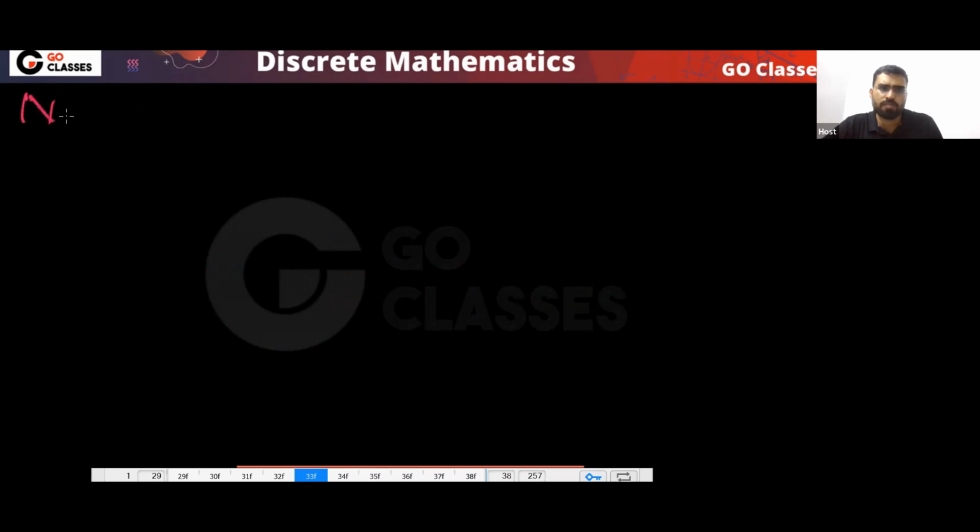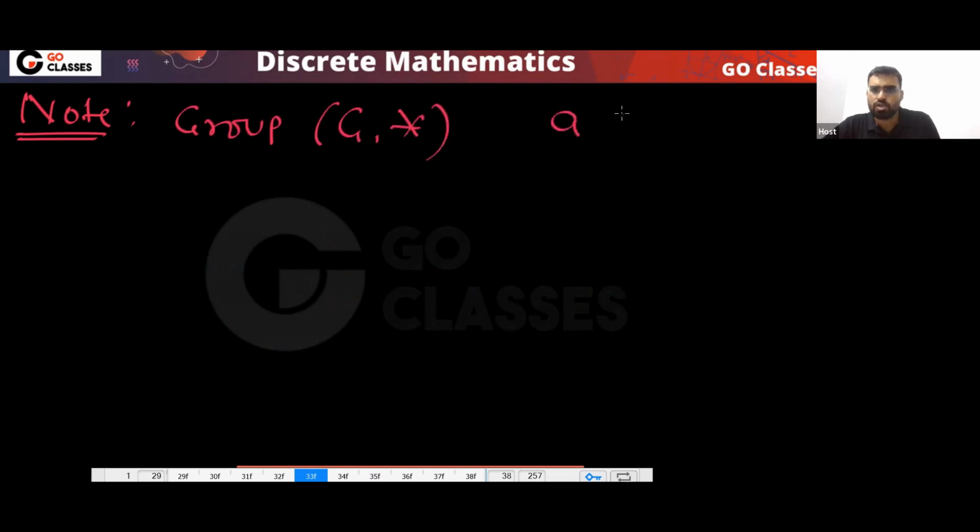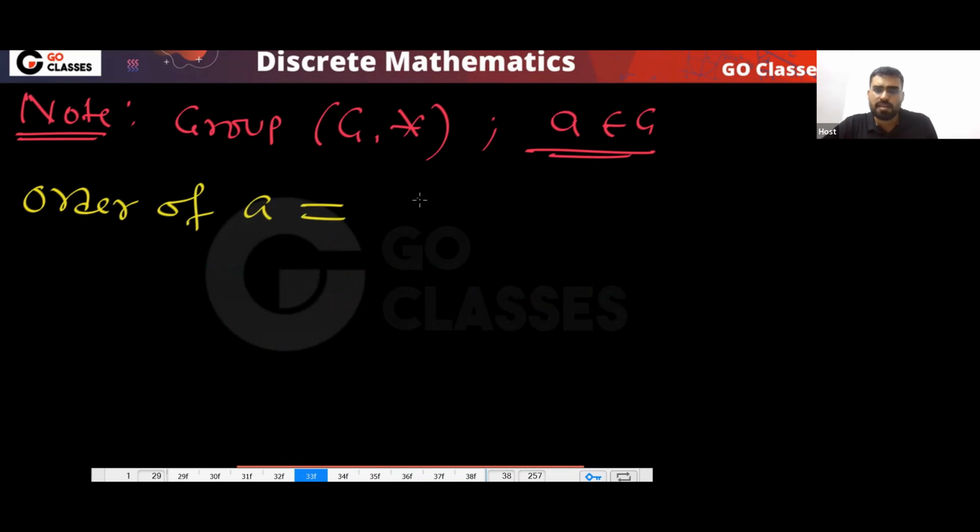If you have some group, what is the definition? Let's assume you have a group G, star, and let A belong to G. Then what is the order of A? That is the size of the subgroup generated by A. Is this clear? It means how many elements this A can generate. So this is the order of A.